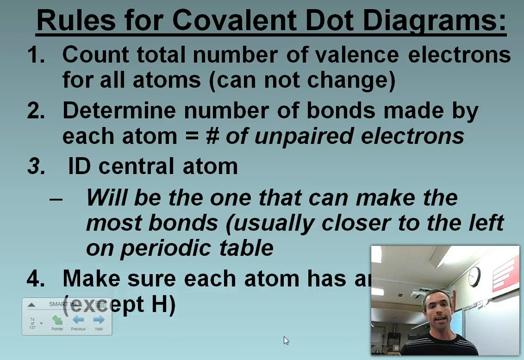And fourthly, and most importantly, every atom needs an octet. So we need 8 electrons around each atom, except hydrogen. Remember, a complete valence orbital for hydrogen is 2, so it looks like helium. Okay, let's do a couple examples.